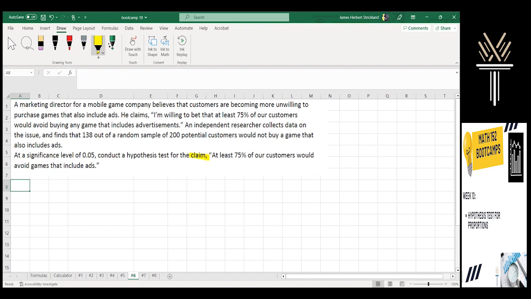Claim at least 75%. So our claim is the proportion is at least, that means of course more than or equal to 75%. Because it has equality, that must be the null hypothesis, which means the alternative is simply its complement, which is less than.